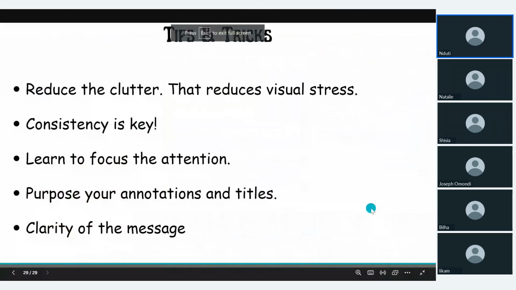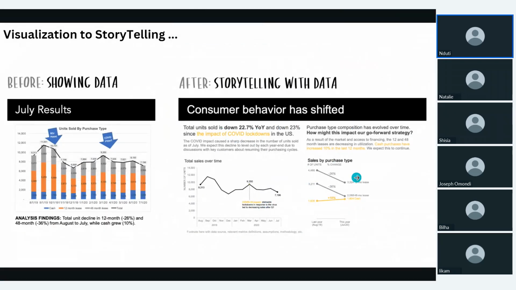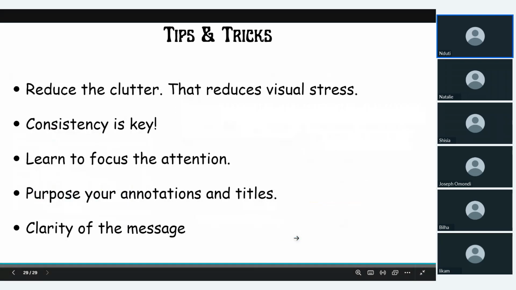Just pressed escape. Look at the labeling. The yellows corresponding, the blacks are corresponding, right? So I have yellows. Cash purchases have increased in 10% in the last 12 months, corresponds to my graph here. Impact of COVID lockdowns in yellow, COVID-19 impact in yellow. I'm using those colors very constructively, right? I'm being consistent in my labeling.